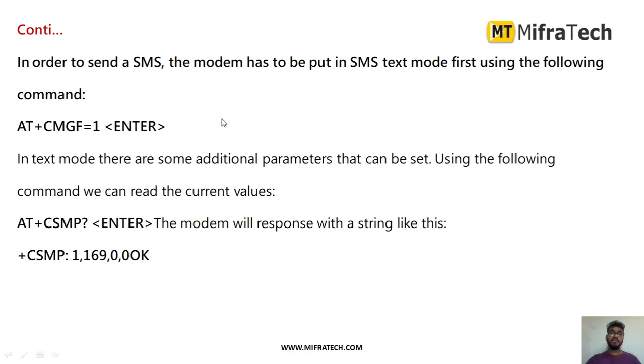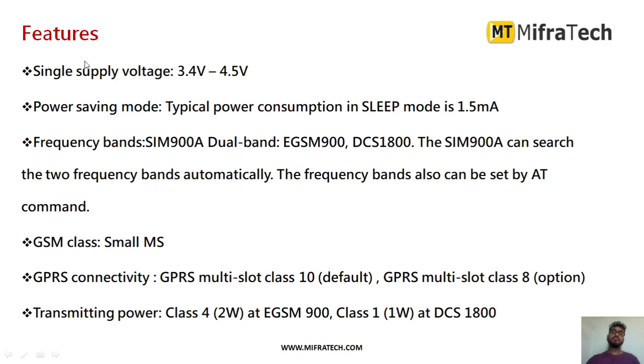In order to send the SMS, the modem has to be in SMS text mode, so I have to set that. AT+CMGF=1, enter. Some additional text mode parameters you can also set, like AT+CSMP, with a question mark at the end. If I send this command, the modem will respond with a string like this, as you can see, +CSMP. This data the module will send. In this way you can send and receive SMS using these AT commands.